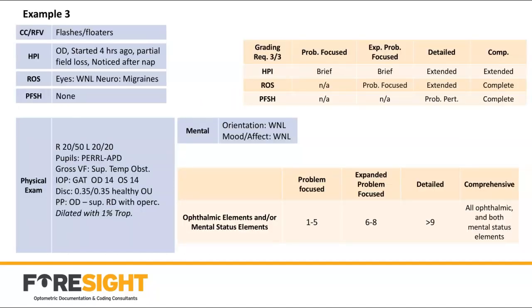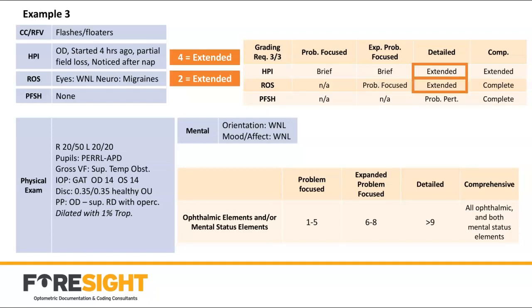Our third example. Here we have a patient presenting with flashes and floaters. The HPI is the right eye. It started 4 hours ago, so they're coming in right away, which is a little rare. Partial field loss, they're noticing something going on there, and they noticed it after they took a nap. So we have 4 HPI elements. So we have the location of the right eye, we have duration for 4 hours, we have associated signs and symptoms, and also we have context. So that gives us that 4. So we have an HPI of extended.